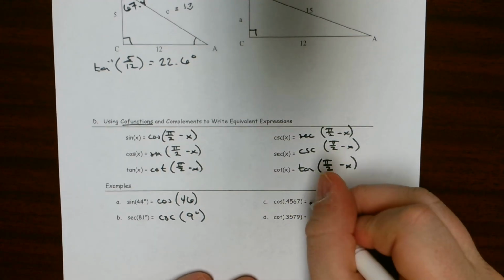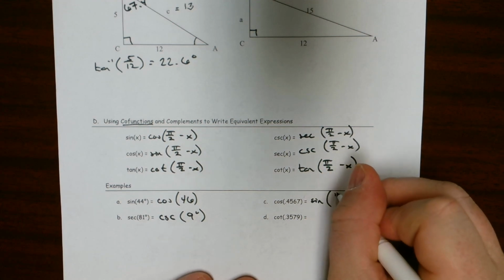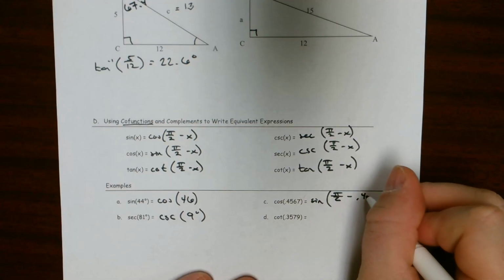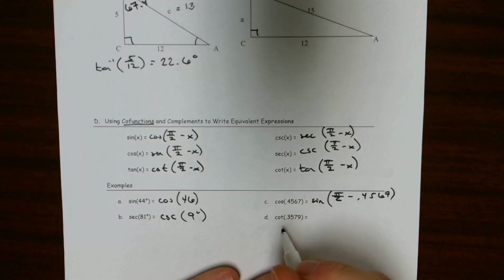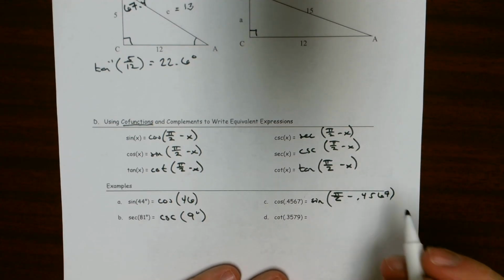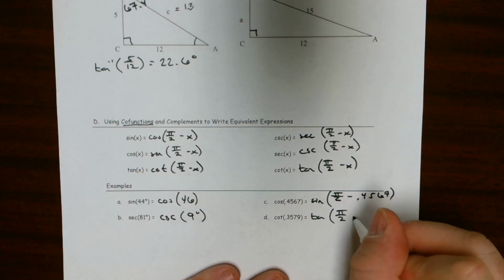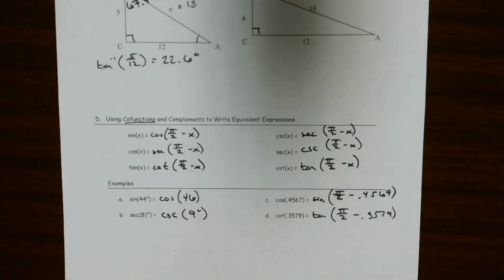The cosine of this angle in radians is going to be the same as sine of pi halves minus that angle, 0.4567 radians. And the cotangent of 0.3579 radians is going to be the exact same as the tangent of pi halves minus that angle. Using cofunctions, super simple, straightforward.